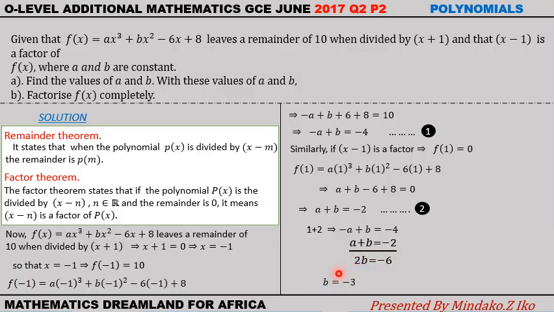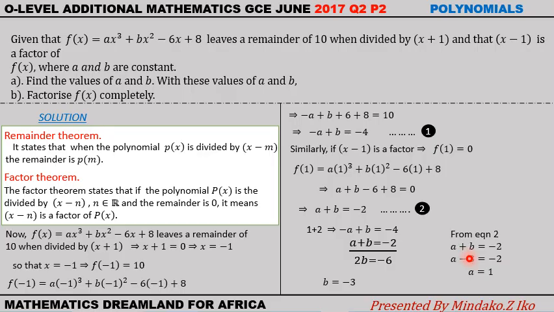Okay, so now that I have my value of b, I can get my value of a by substituting the value of b in equation 1 or in equation 2. In my own case I choose equation 2. So equation 2 is a plus b equal to negative 2, but I know that my b is negative 3. So I'll substitute negative 3 where I find my b.